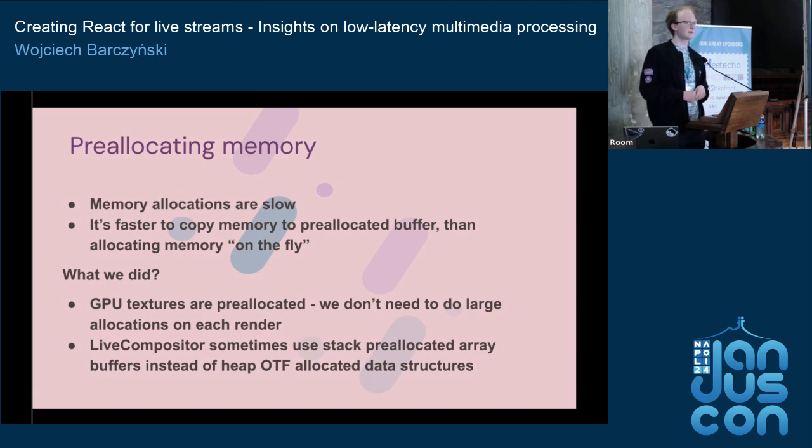So for the compositor, we use pre-allocated GPU textures for the whole pipeline, so we don't have to allocate multiple textures on each render. And for example, in the audio pipeline, we use a lot of pre-allocated array buffers for performance reasons, for audio resampling, audio mixing, audio decoding.